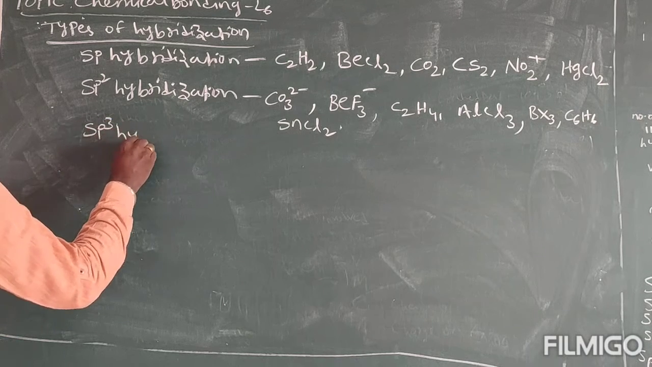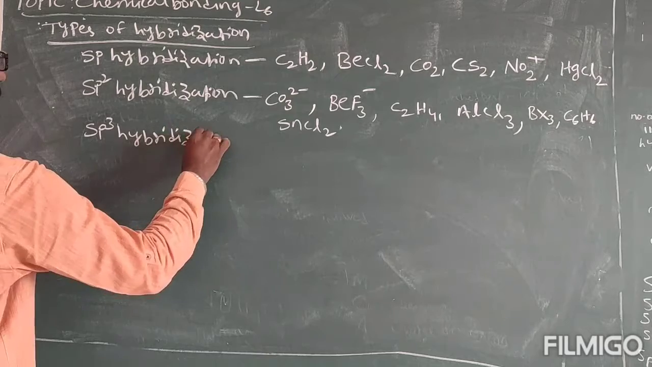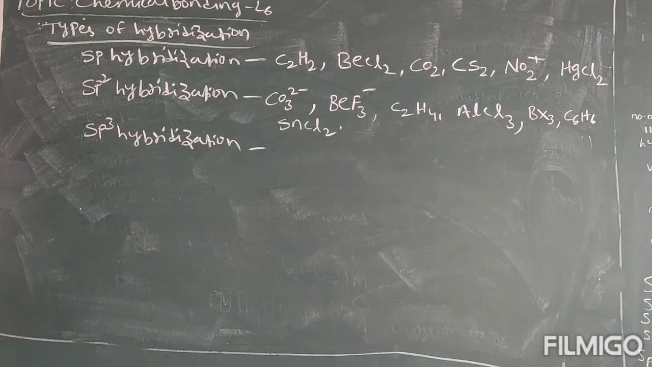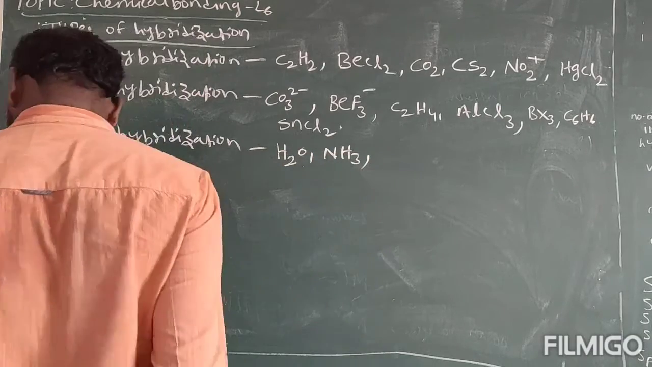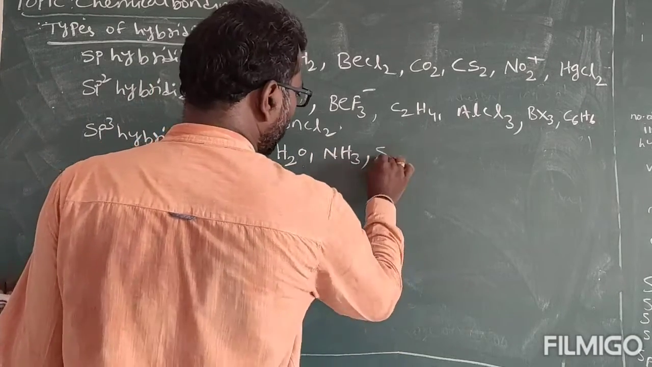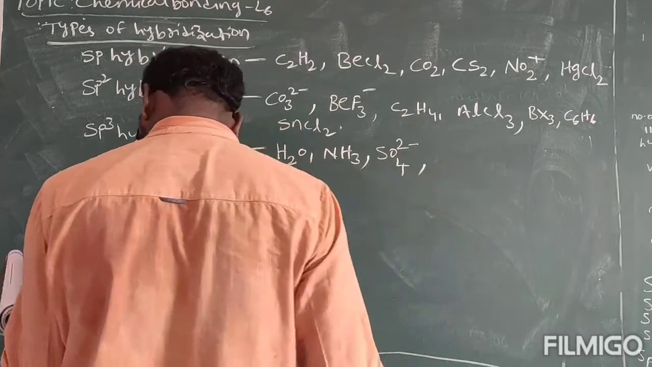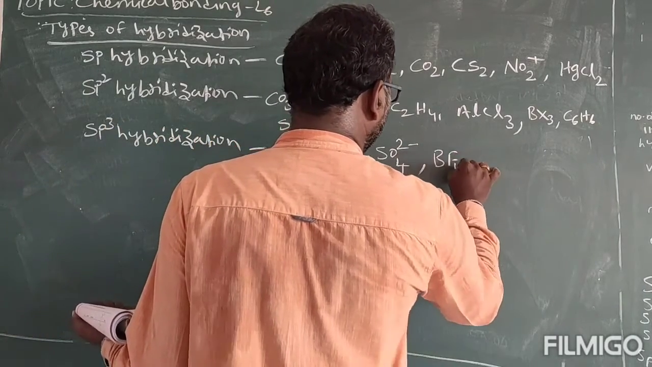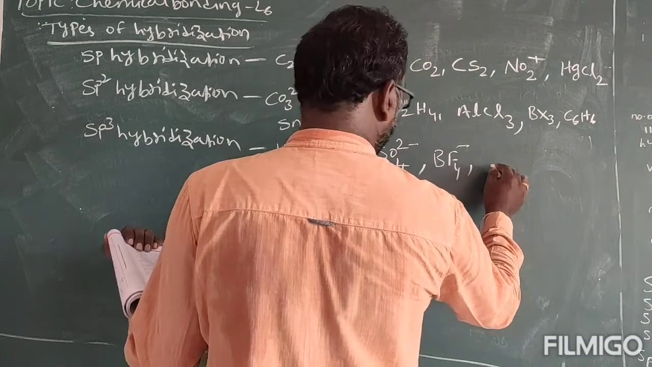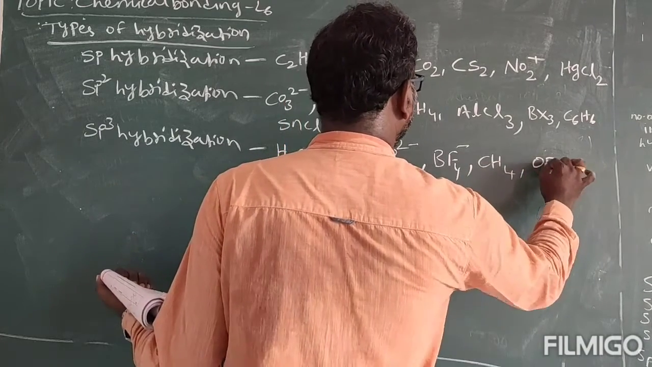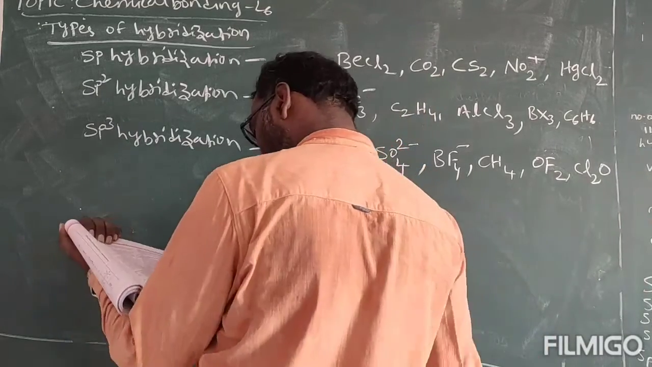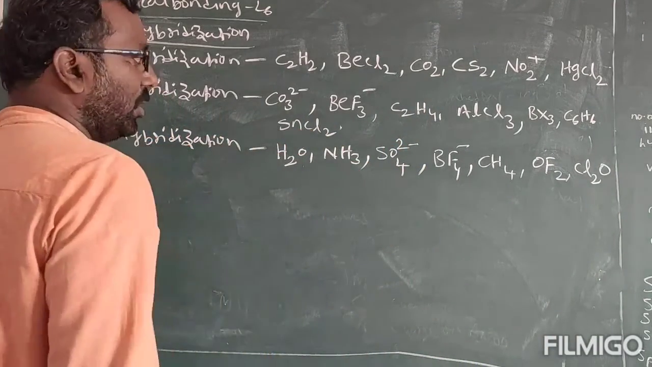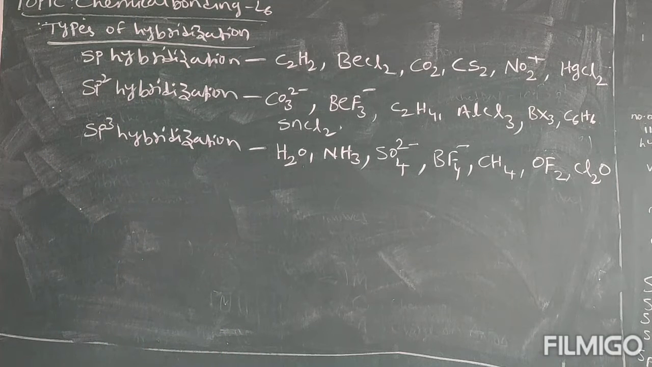Next, sp3 hybridization. The compounds which undergo sp3 hybridization are our water molecule, ammonia, sulfate ion, BF4 minus, methane, OF2, and Cl2O. So these are the ones which undergo sp3 hybridization.